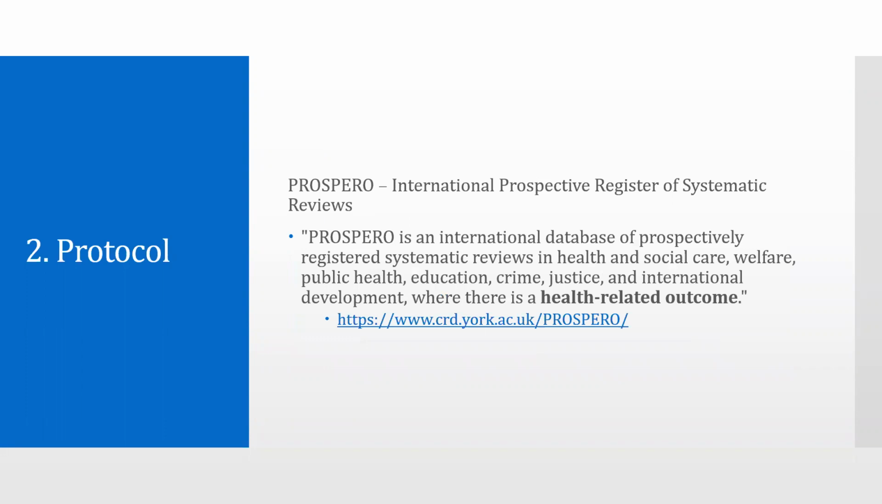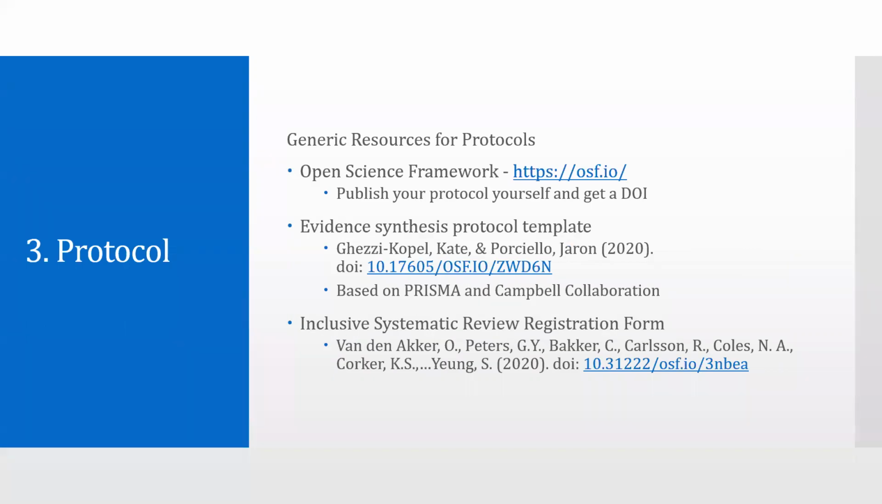So PROSPERO is the International Prospective Register of Systematic Reviews. So this is where you can pre-register your protocol, but it has to have a health-related outcome. But if you're doing work outside of the health sciences, there are other places and ways that you can publish your protocol if you would like to. You can upload a protocol to the Open Science Framework, just upload it yourself, and it will give you a DOI.